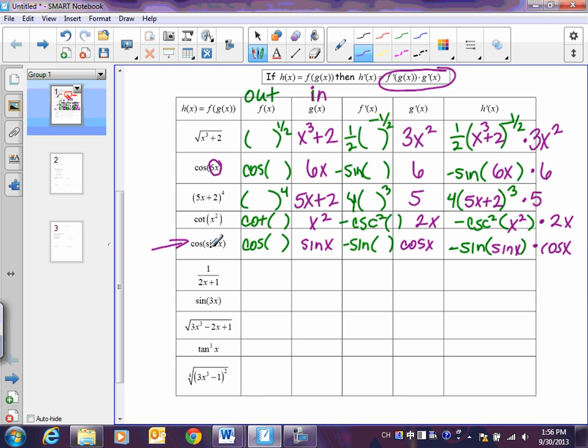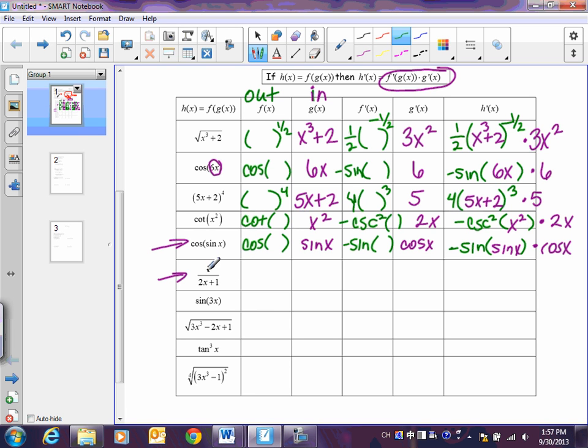All right, what type of rule do you think most people would want to use on the next one? Quotient. And you know what? Doing quotient rule on this is how we would have done it before today, and that's a totally legit way of doing this problem. I'm going to stretch you just a little bit, and we're going to do this with the chain rule.